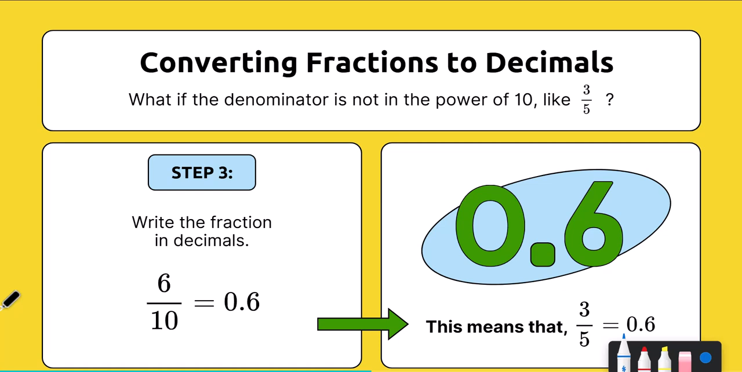You can also convert the fraction into a decimal. As you can see, the value is 6 upon 10. So after the decimal, you will have only one digit because you have only one zero in the denominator. That means 3 upon 5 will be 0.6.